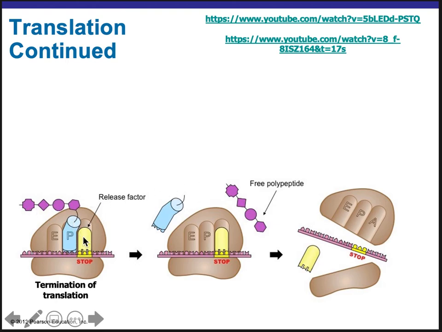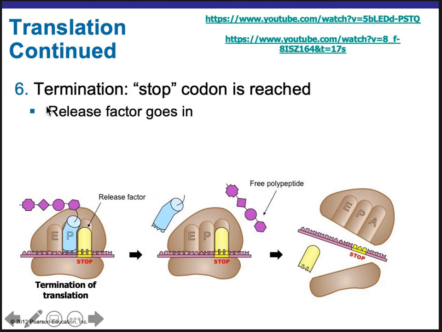And then eventually you get to a stop codon, a nonsense codon, which will cause a release factor to come in instead of a tRNA. So no amino acids attached, and that will cause the whole complex to then fall apart, dissociate. Okay, so stop codon is reached, a nonsense codon. The release factor will bind to the stop codon, and that will cause everything to fall apart.